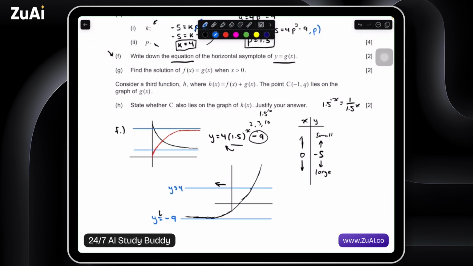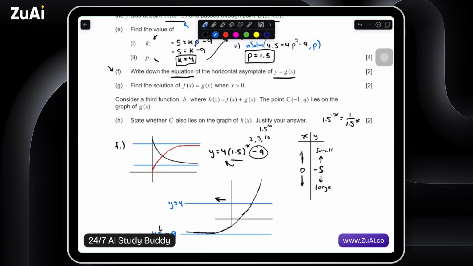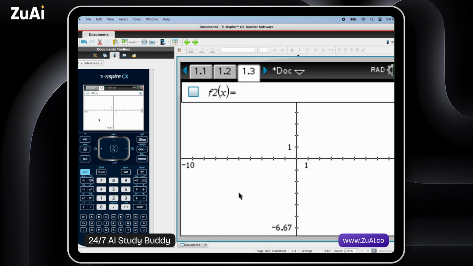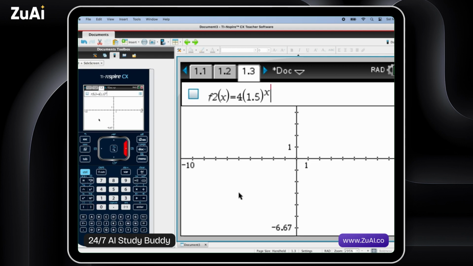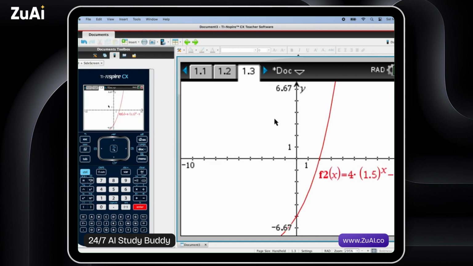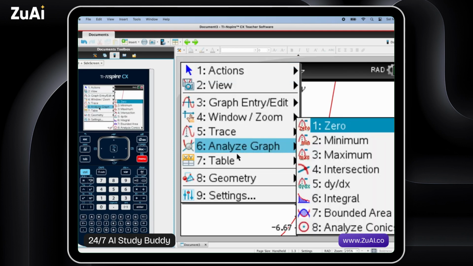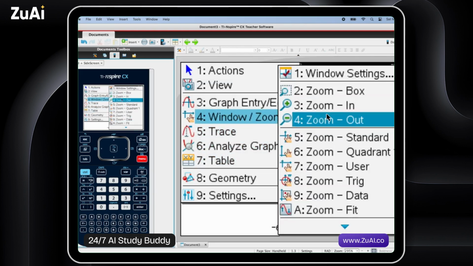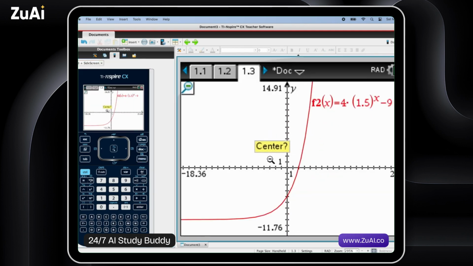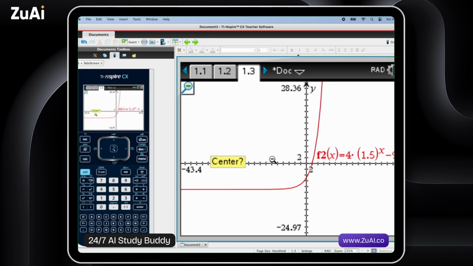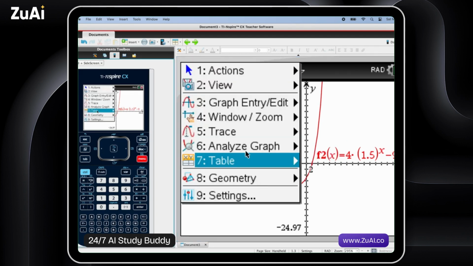I want to show you really quick how to potentially do this on a graphing calculator. So going back to the graphing calculator for a sec, let's put in our function 4 times 1.5 raised to the power of x minus 9. And so we've got this function, and if we, let's say, zoom out and just keep zooming out, right away we kind of already see, okay, what's this line that it's kind of settling on, this horizontal line. It seems to get flat. It doesn't go much beyond this point.